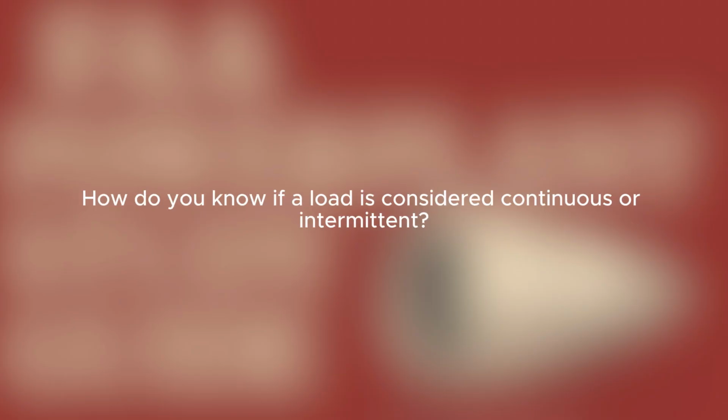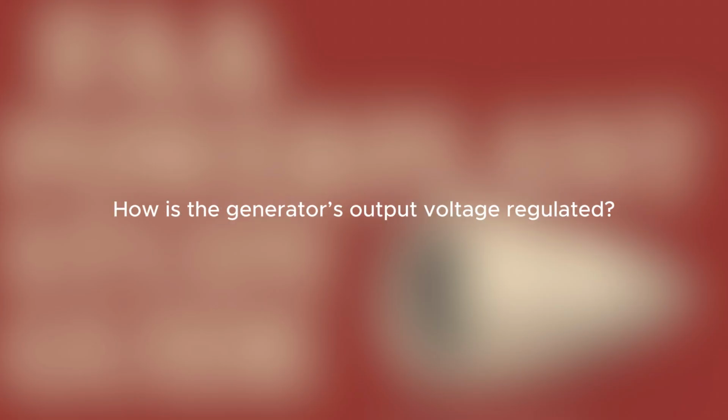How do you know if a load is considered continuous or intermittent? If it operates for more than 2 minutes, it's continuous. Less than 2 minutes, it's intermittent. How is the generator's output voltage regulated? By controlling the field current strength through a voltage regulator.